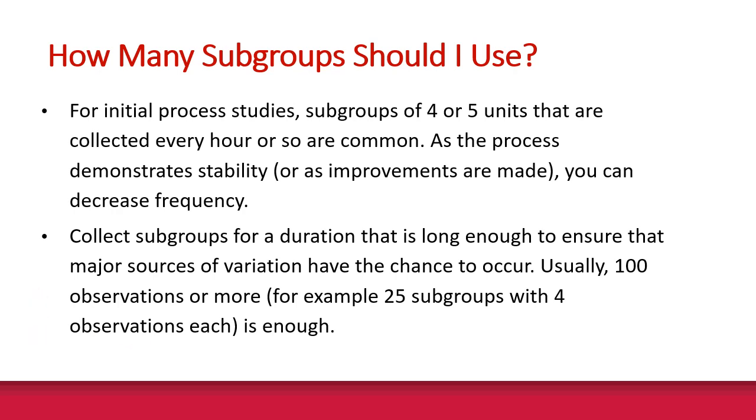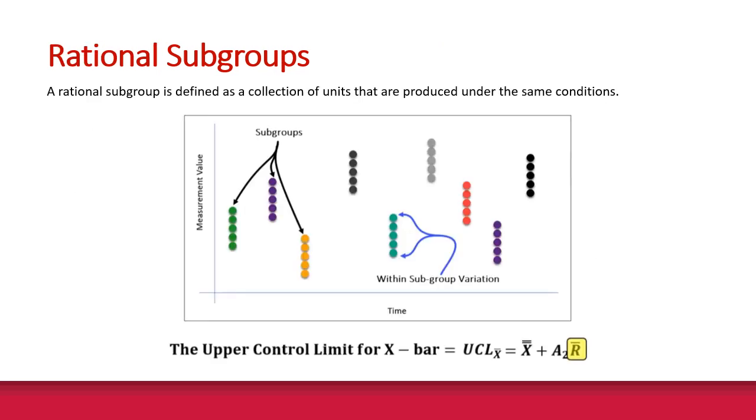For example, 25 subgroups with 4 observations each. So maybe we take 4 tires off the assembly line, and we do that until we have a set of 100 tires analyzed. The reason we select these subgroups is that we want them to be what's known as rational subgroups. They're produced under the same conditions.